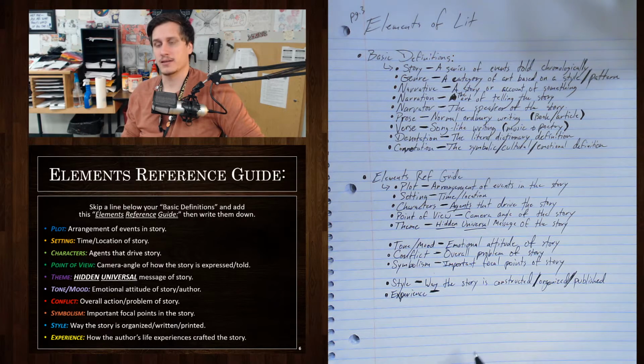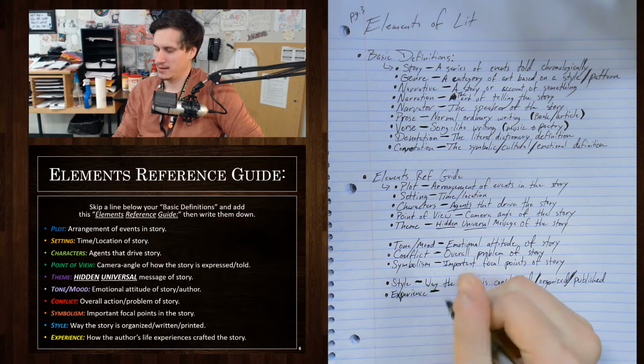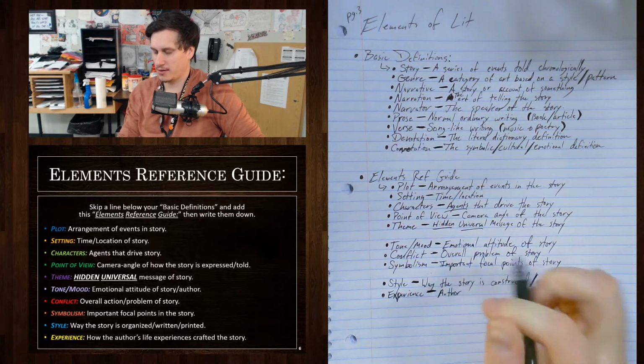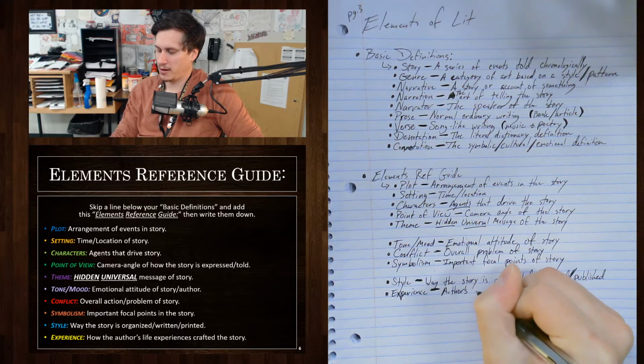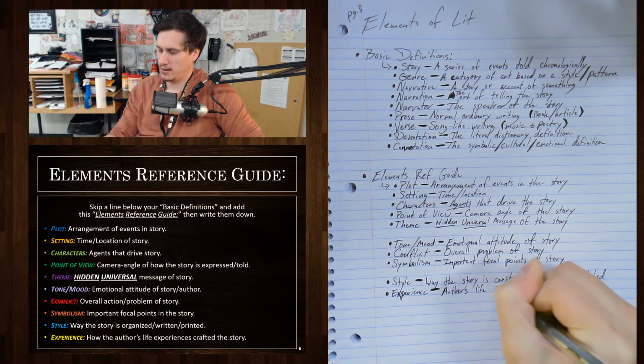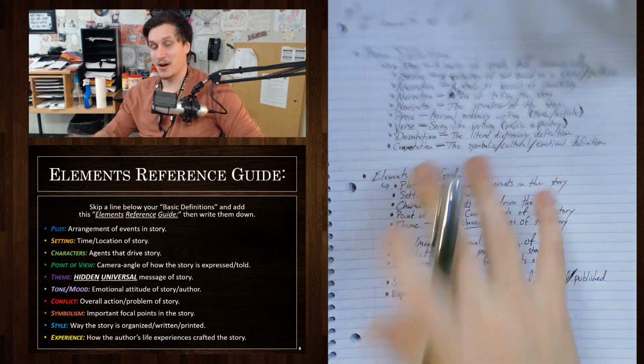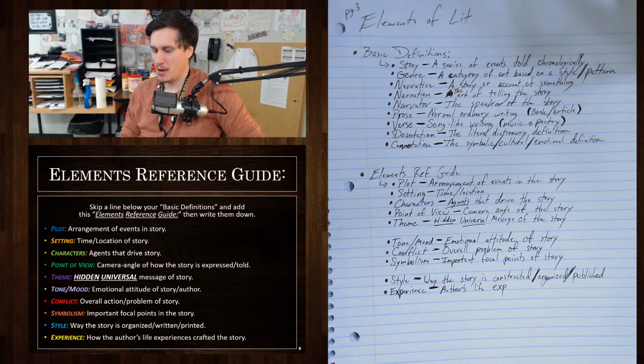Now, experience, this should be pretty self-explanatory, but the experience is basically going to be the author's life experience. So how the author's life shapes their text or whatever it is that they create. So I'm just going to write author's life experience, and I'm going to put EXP for short. Okay. That right there is going to be all 10 of the most important elements that go into building a story.